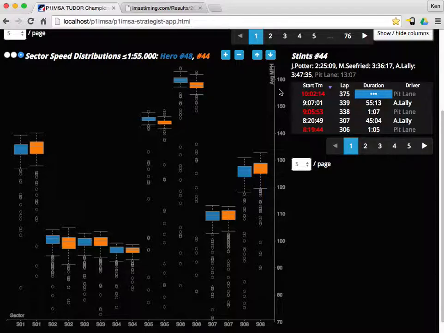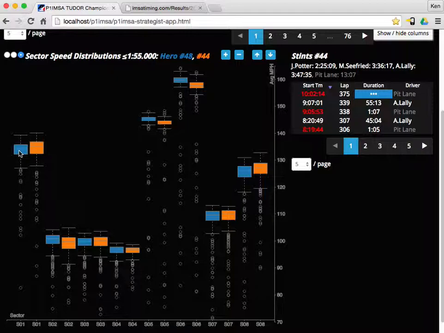So the average speed is determined by taking the distance of the sector and dividing it by your sector time to arrive at the sector speed here. And so this allows us to see how fast you are in various sectors and compare them, normalize them so that we can compare them against each other sector by sector. And we're comparing ourselves with another car.